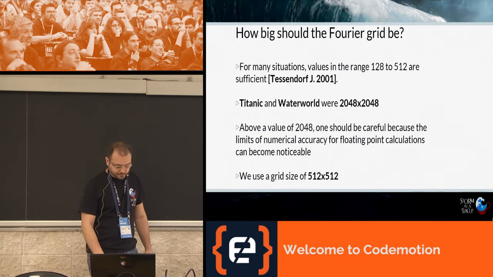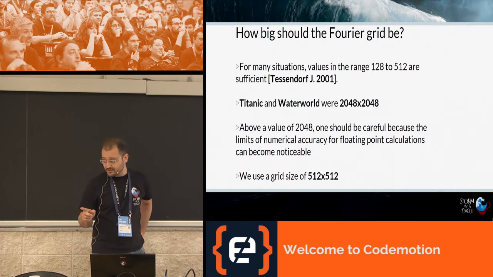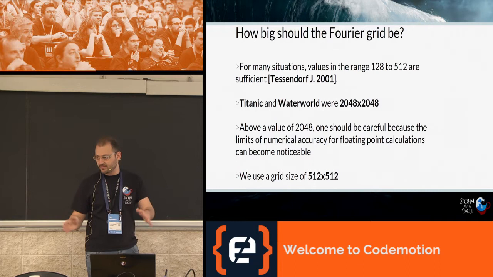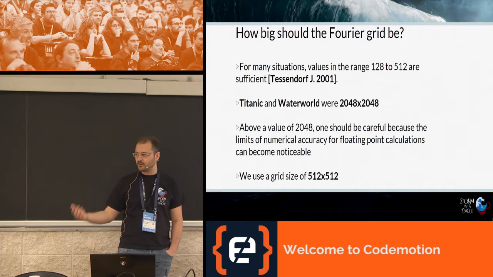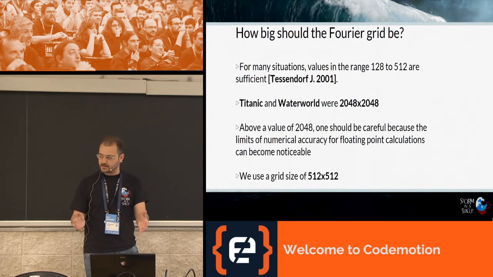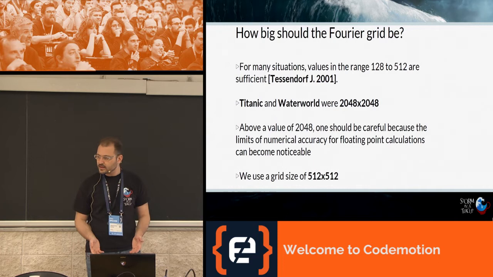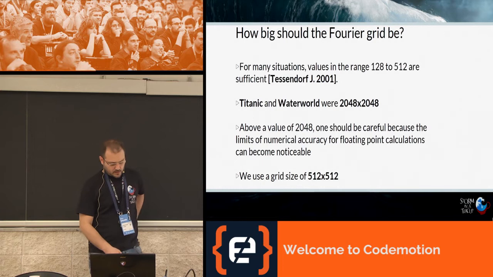Titanic and Waterworld were 2048, but they are not real time. They are offline rendered, so they have a different time frame, so they have more time than us. If we go above 2048, we're going to have floating point accuracy problems, so we can't go beyond 2048 as a size. Probably we should use doubles for that, even if they are not very fast for calculation, but they have more precision. For our simulation, we use a 512 times 512 grid size. So I set my simulation on that size.